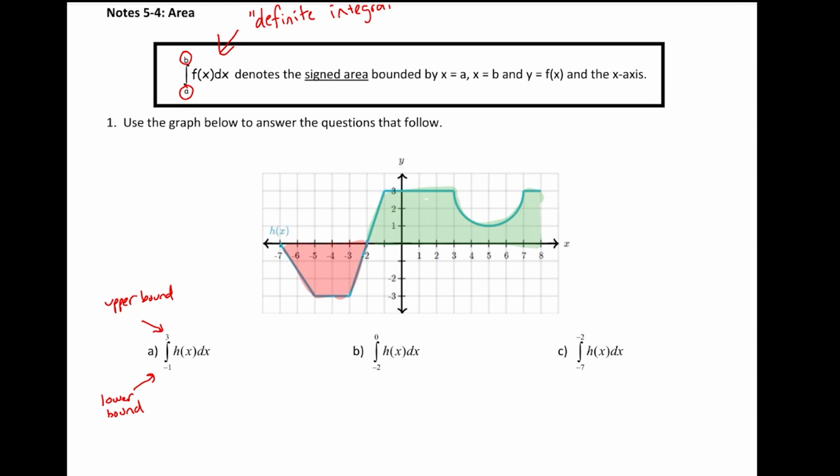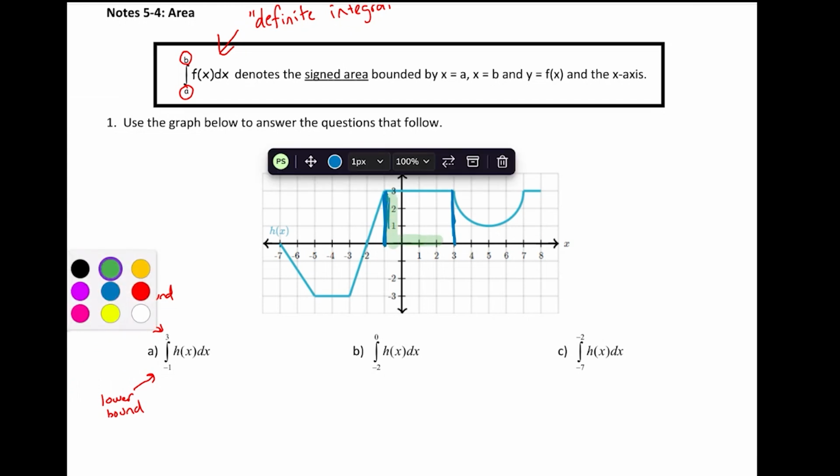So for example, on this first problem, it's asking for the definite integral of h of x, which is the graph shown, between -1 and 3. So if I draw those partitions out so that we can see -1 and 3, let me get a pen instead of a highlighter. -1 is right here, and 3 is right here. And so what this is actually asking for is the area in between the curve, the x-axis, and those two boundaries. So we're looking for this area here.